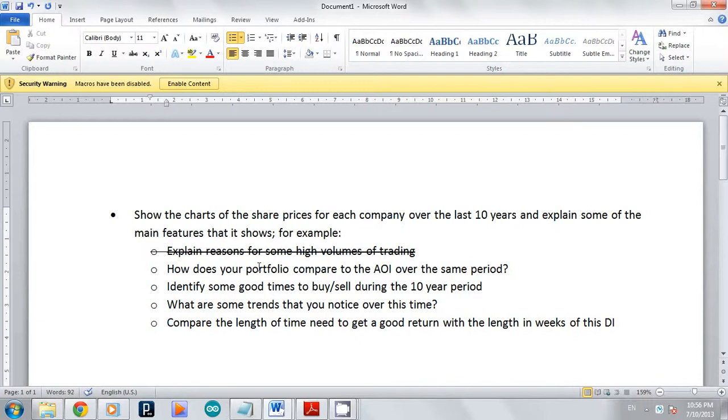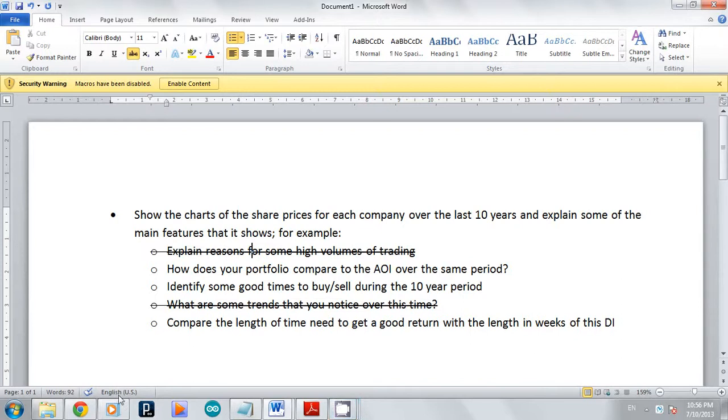But the other four: how does your portfolio compare to the ordinaries index? Identify some good times to buy or sell during the 10 years. What trends do you notice over this time? Actually, I might get rid of that too. That's a bit pointless. And last one, this might be the hardest: compare the length of time needed to get a good return with the length in weeks of this DI.